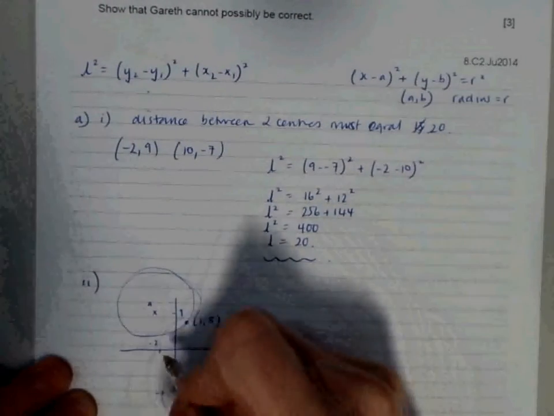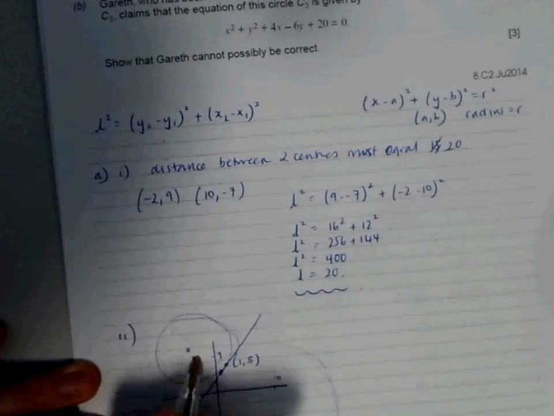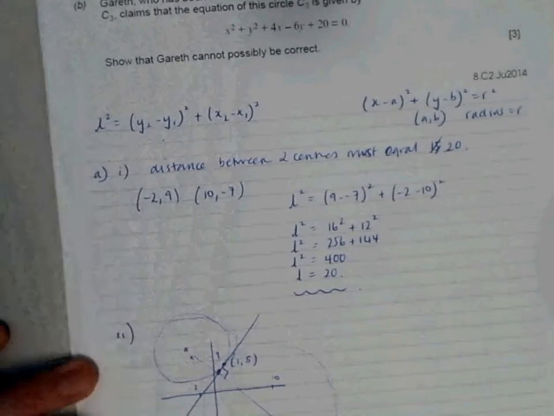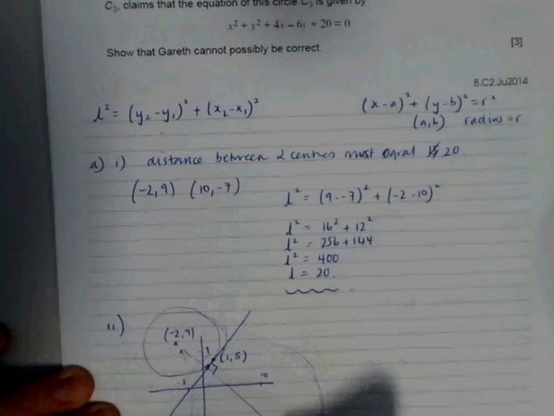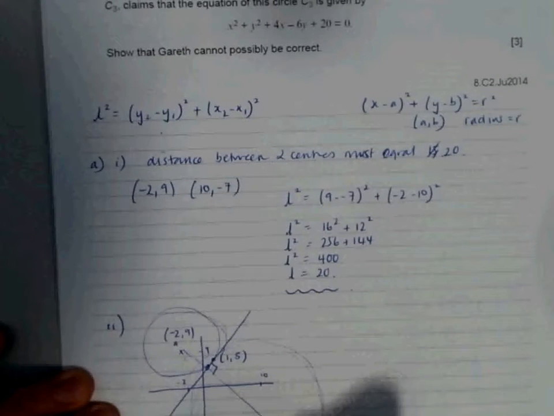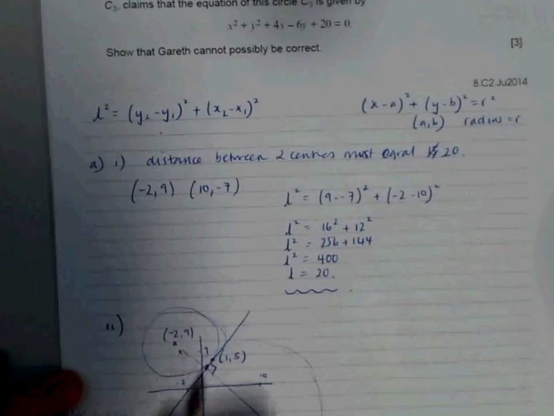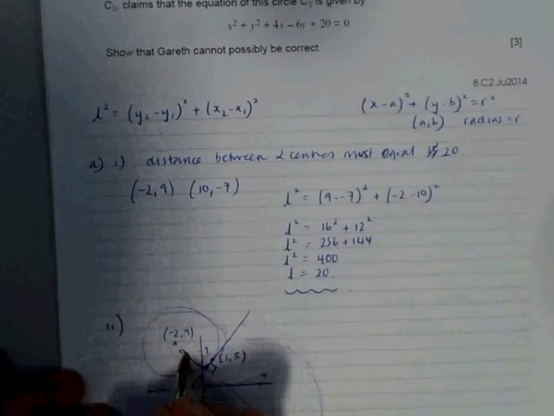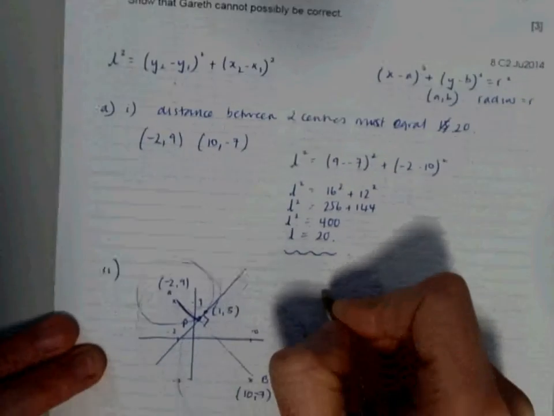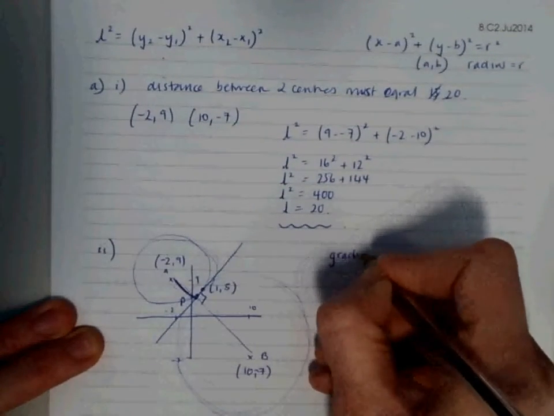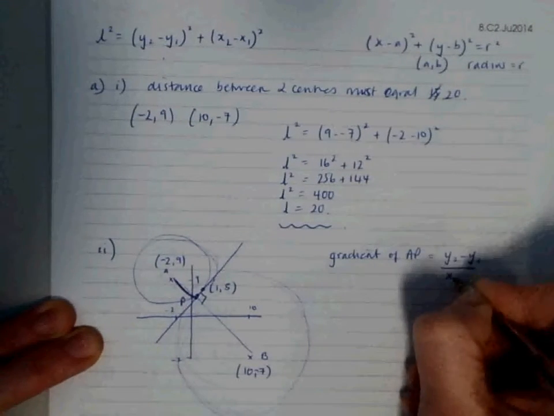So there's a tangent going through here. I should make my drawing a bit better. We know the tangent meets the radii at 90 degrees. So that was (-2, 9), this one was (10, -7). So the tangent meets the radius at 90 degrees. So we need to find the gradient of one of these radii. I'm going to look at this one here and find the gradient of that line, the gradient of AP. We know change in y over change in x. Make sure you get this the right way around.